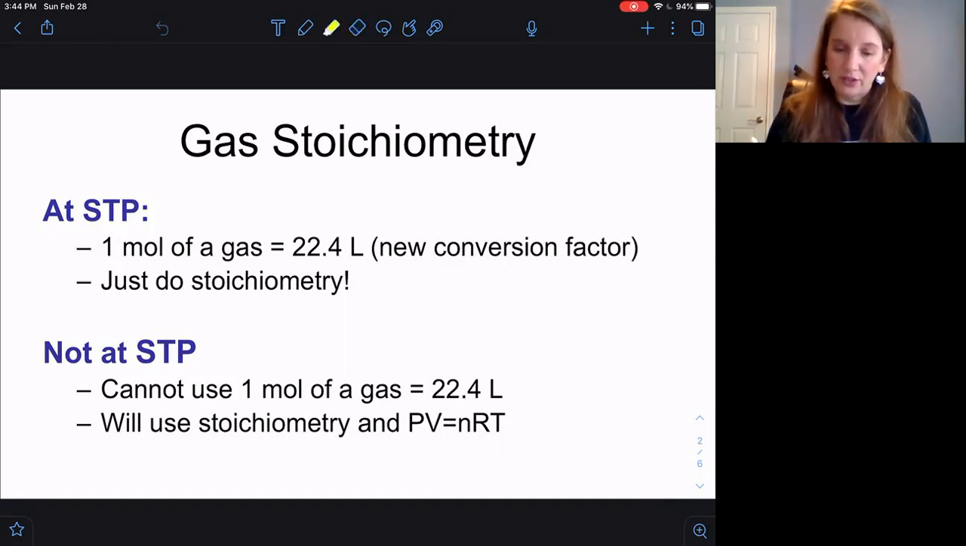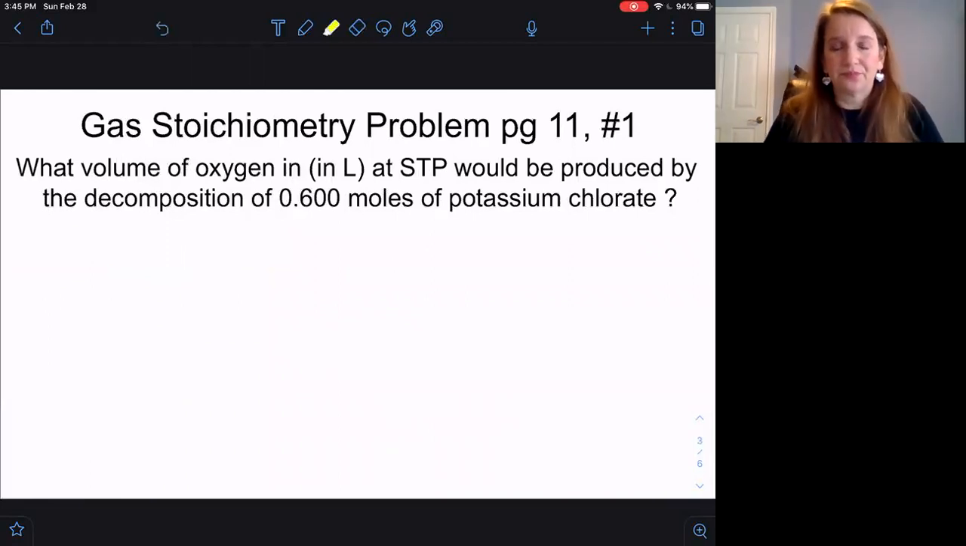That new conversion factor is 1 mole of a gas equals 22.4 liters. So we would use that as any other stoichiometry conversion factor, like 1 mole is equal to the molar mass or that mole ratio. When it's not at STP, we would have to use stoichiometry and the ideal gas law, and you would have to determine which one you would use first. So let's first start with gas stoichiometry that's at STP.